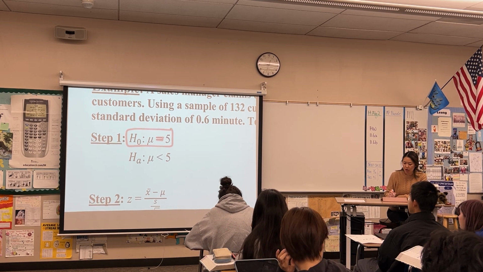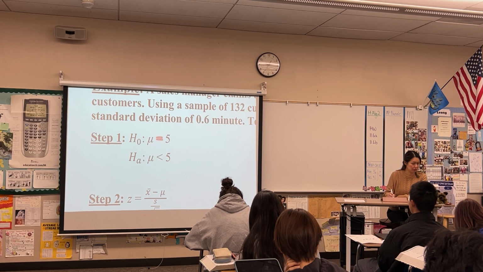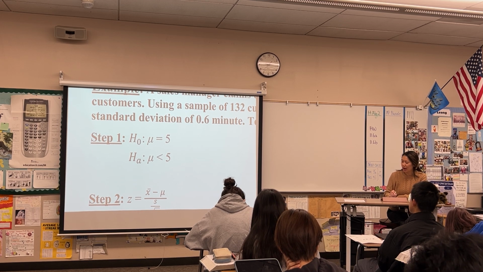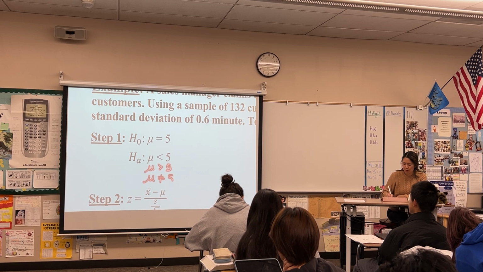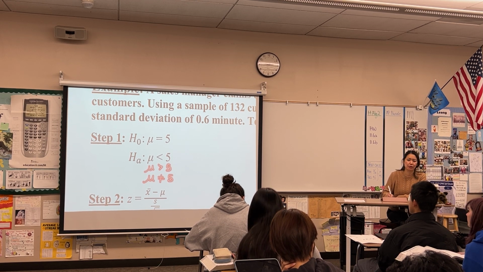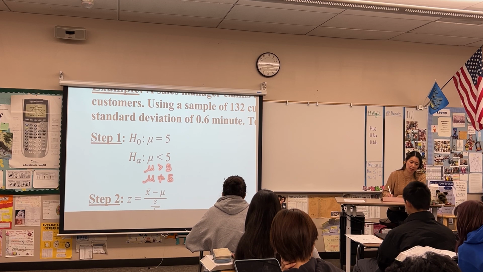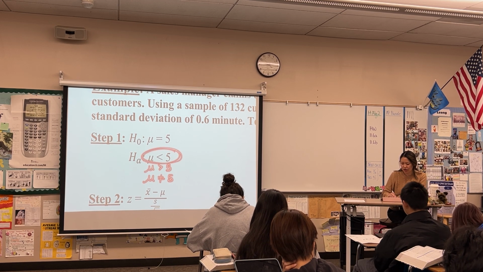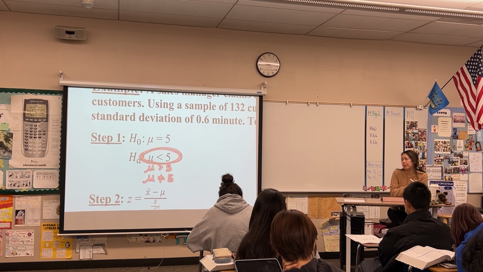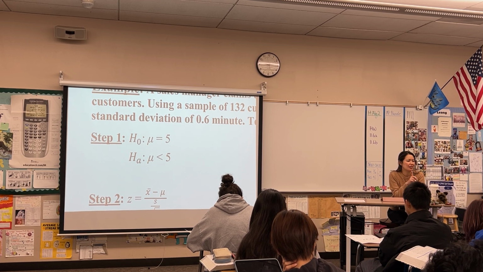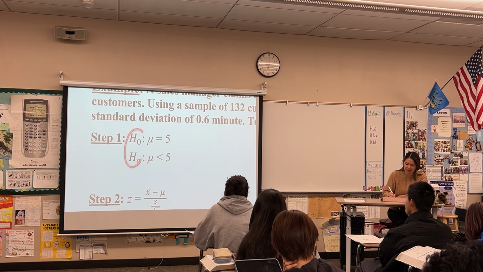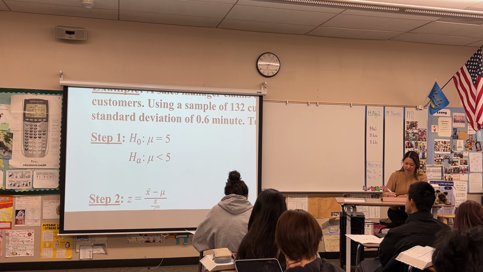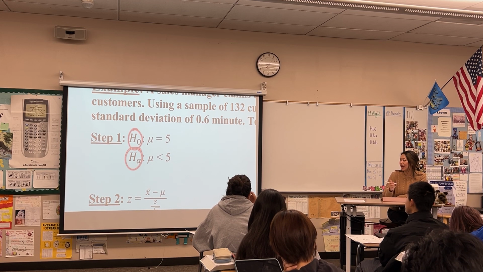The null hypothesis is always equal to. Your alternative hypothesis can either be less than, greater than, or not equal to. Those are the 3 options for your alternative. So read the problem, see what you're trying to prove, see what you're trying to show, and make that your inequality. Questions on step 1? Setting up your null and alternative. And yes, you do have to label which one is which. So make sure you label H0 for null, HA for alternative.